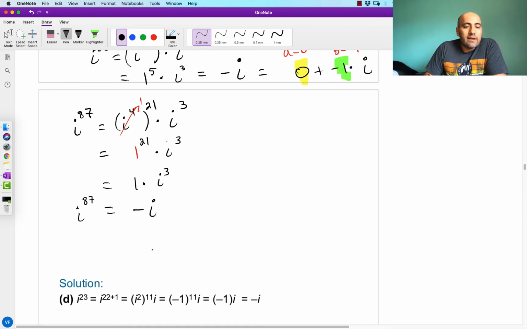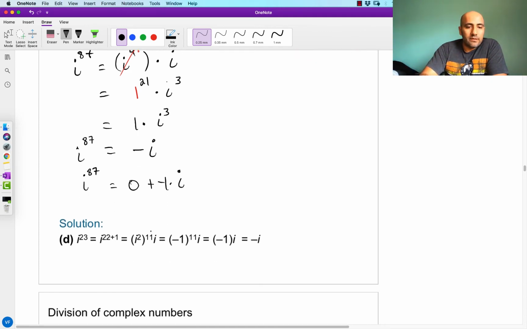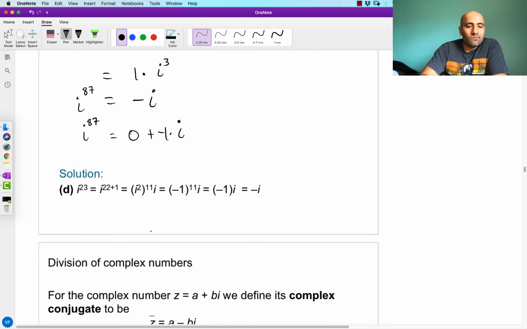And if I wanted to write it in that complex number form, just to be super solidly clear, we have i to the 87th power is equal to 0 plus negative 1i, where 0 is the real part of the complex number and negative 1 is the imaginary part of the complex number. Okay, so that should be super clear by now, I think.